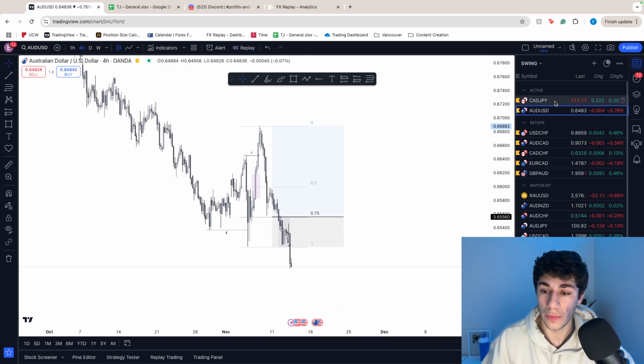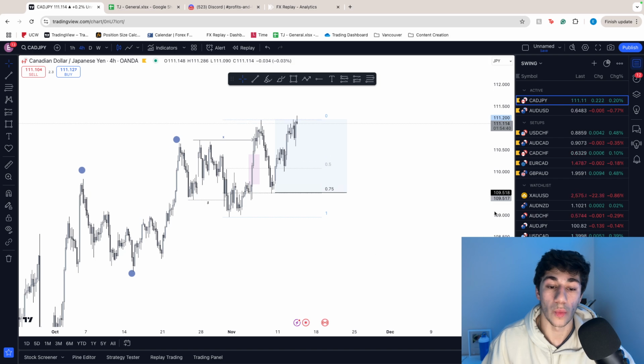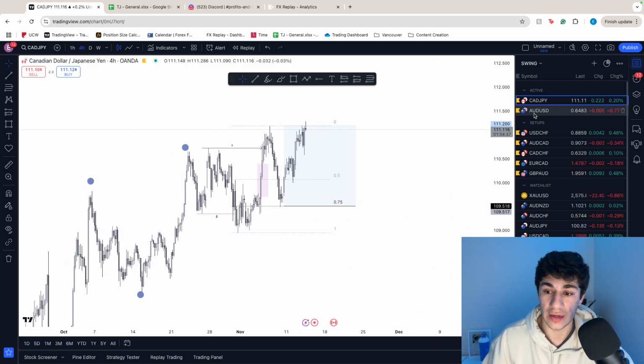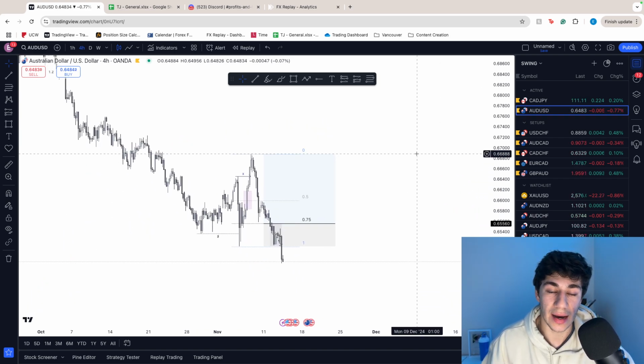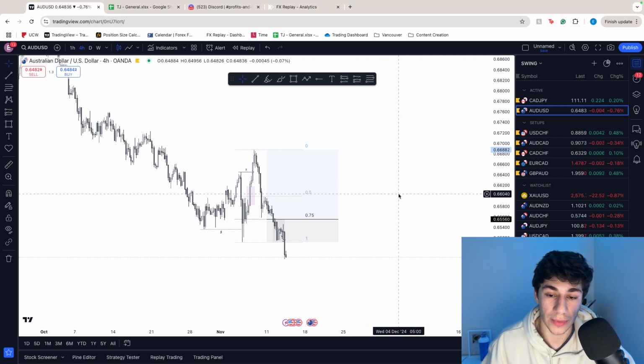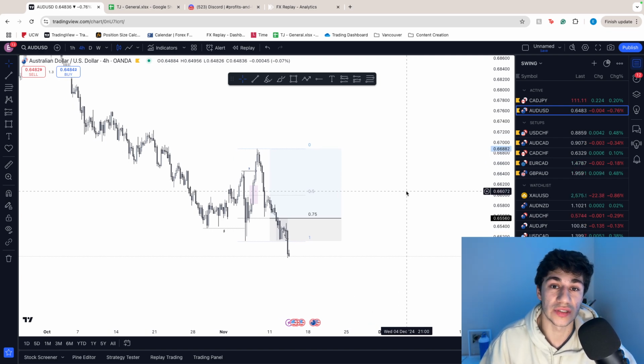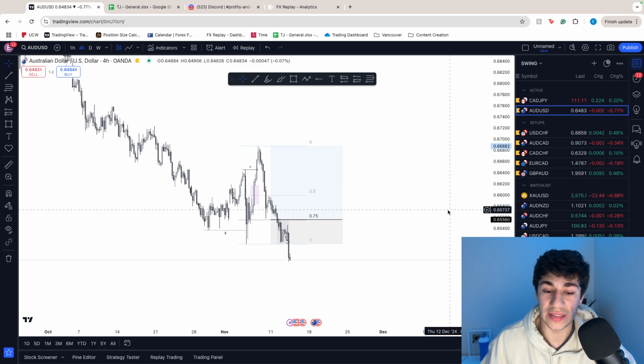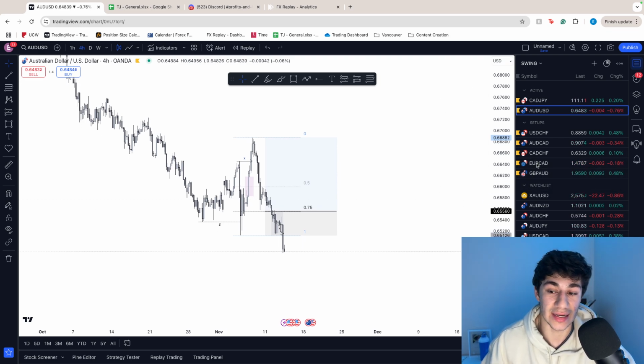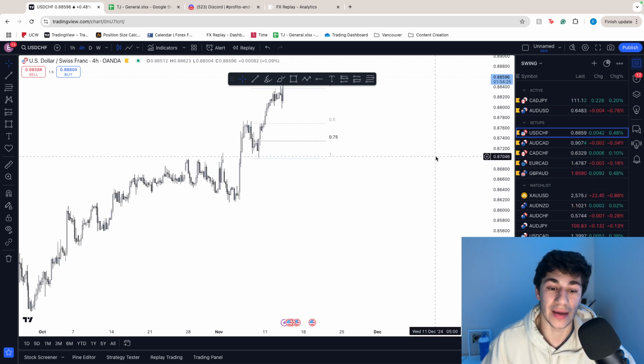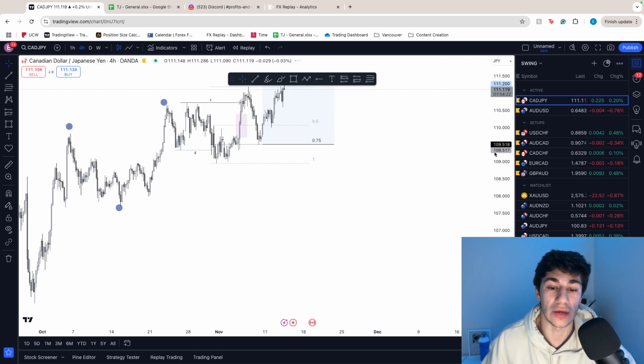So a quick recap: we took CAD-JPY for a 1:3 risk reward, so a 3% profit, and AUD-USD a minus 1% stop loss, for a total of 2% profit for this week. So that was basically the two trades I've taken this week. In case I take any other trades, I'll update you guys in my Instagram story. If not, that's going to be all for this week.